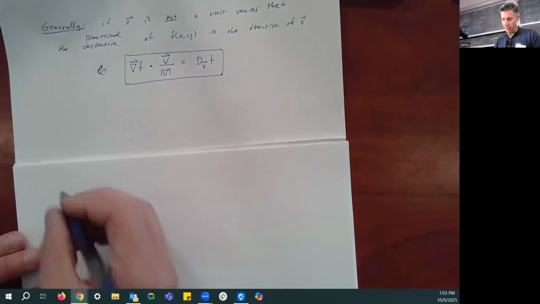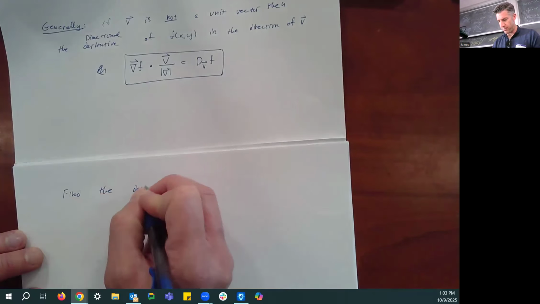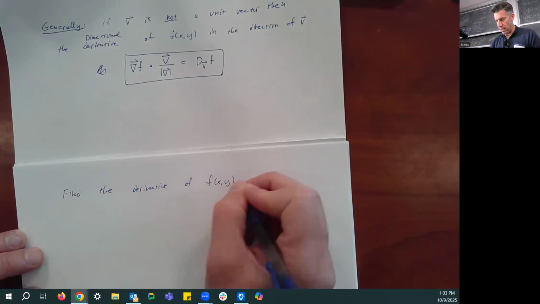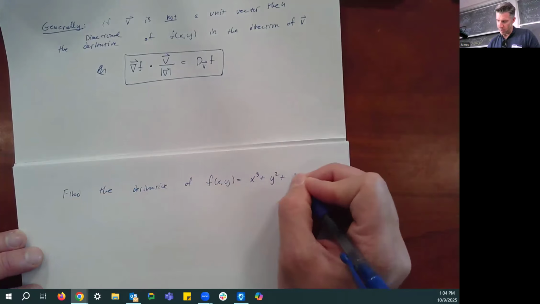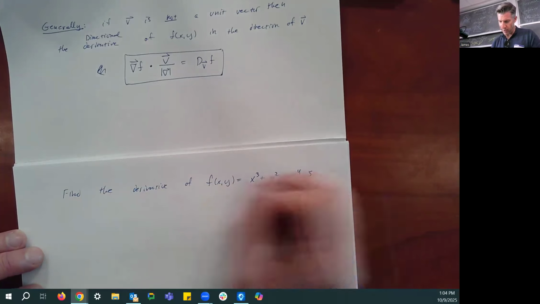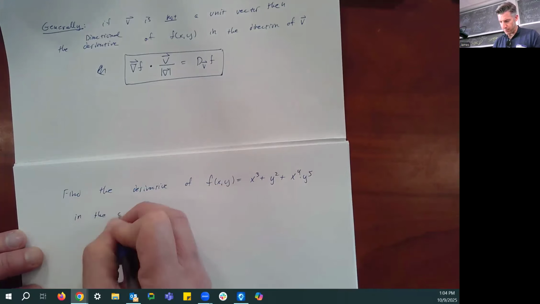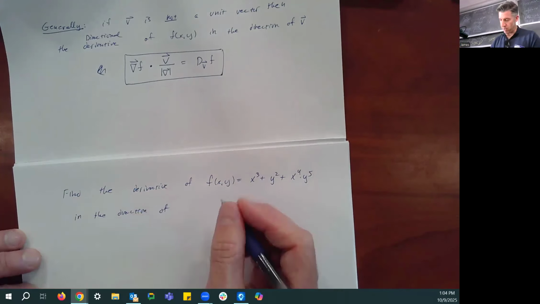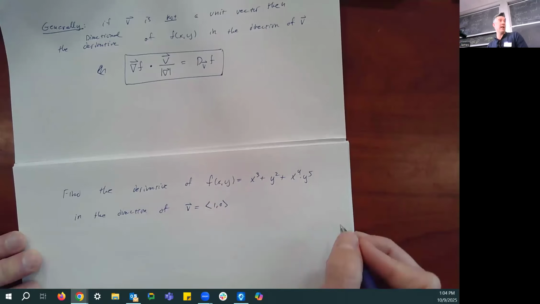what if I said, I want to find the derivative of f of x comma y equal to x cubed plus y squared plus x to the fourth times y to the fifth in the direction of x, which is the vector 1 comma 0, and that is a unit vector. It has a length of 1.